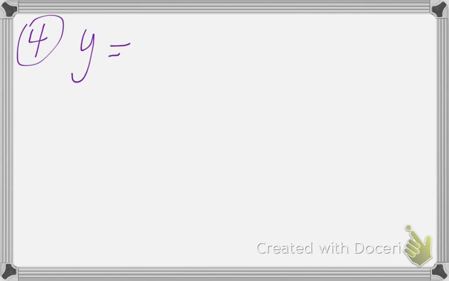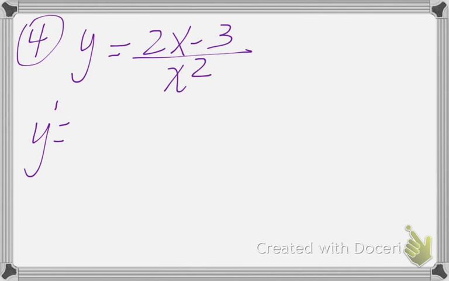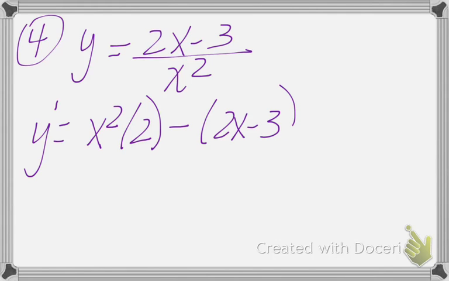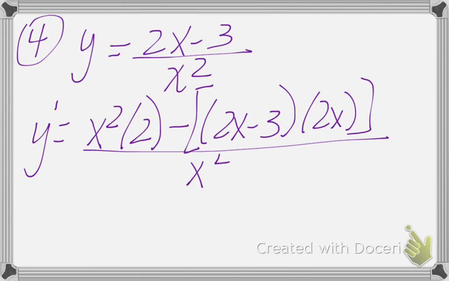Okay, they gave us the original function. When is this increasing? So we're going to do a quotient rule. So it's the bottom times the derivative of the top minus the top times the derivative of the bottom, all over the bottom squared. Okay, that's going to be annoying, but we're going to simplify.